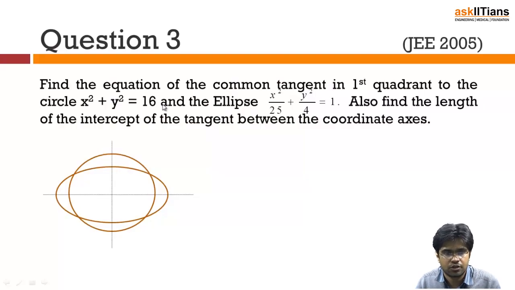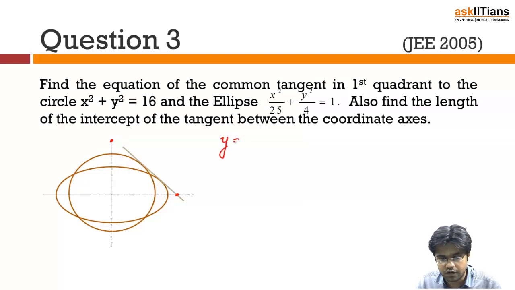Moving on to the next question. The next question says find the equation of the common tangent in the first quadrant. That means our tangent is like this. It has to be in the first quadrant. It's common to the circle and ellipse. As you can see, the tangent is common to both circle and ellipse. And we also need to find the length of the intercept of the tangent between the coordinate axes. That means we need to find the distance between this point and this point. This is the length of the intercept between the coordinate axes. So this question came in JEE 2005, and let's proceed.